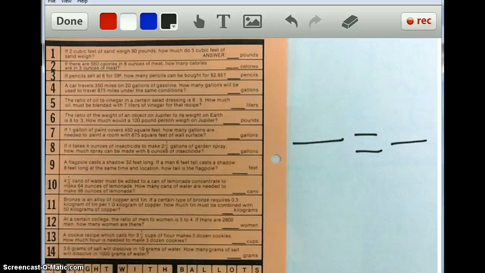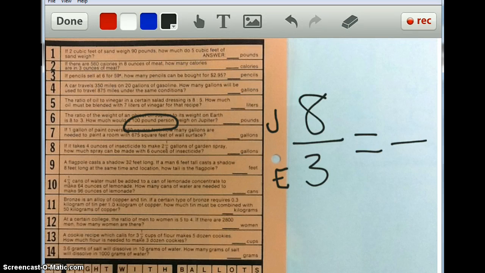So let's see, I see Jupiter and I see Earth. So I'm just going to label Jupiter up here, Earth down here. Now you might say, but I want to put Earth on the top. Well, okay. It honestly doesn't matter where it goes. You just label it somewhere, either up and down or side to side. So Jupiter to Earth is 8:3. Now I've got to figure out how much would a 100-pound person weigh on Jupiter.